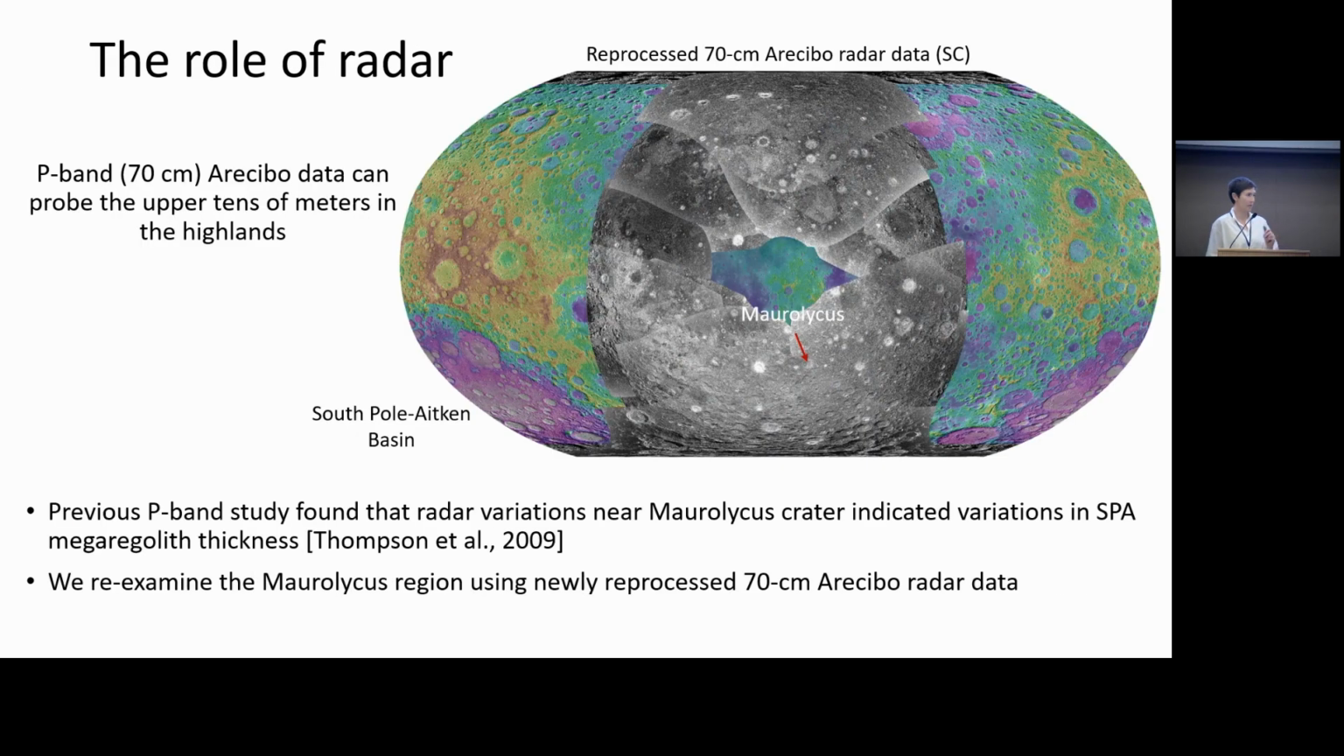So, we are going to use radar data, specifically Earth-based Arecibo data at P-band, or 70 centimeter wavelengths, because this wavelength can probe the upper tens of meters in the lunar highlands.